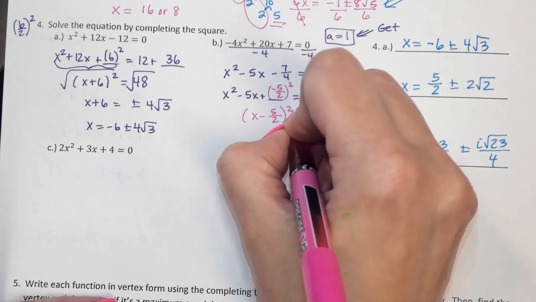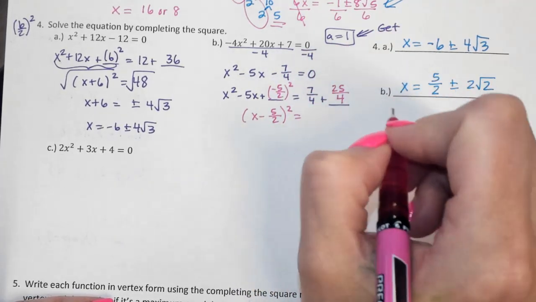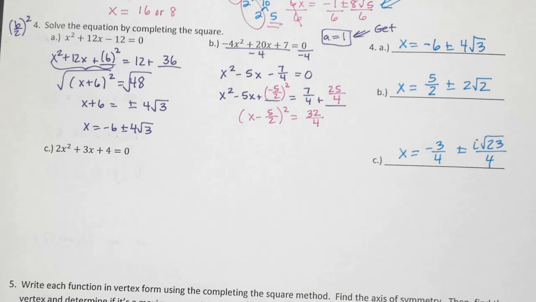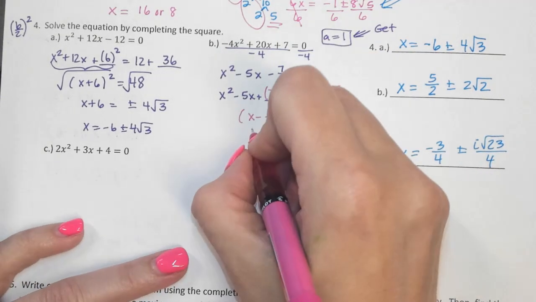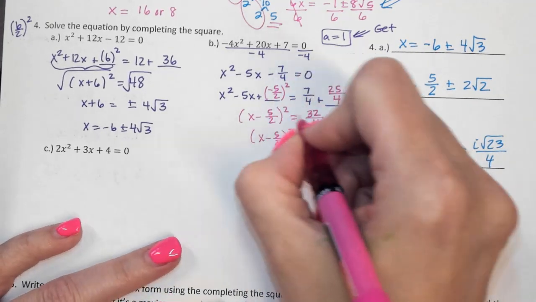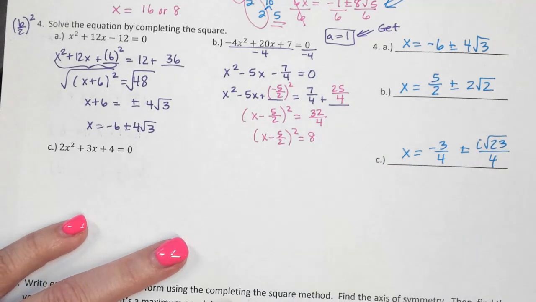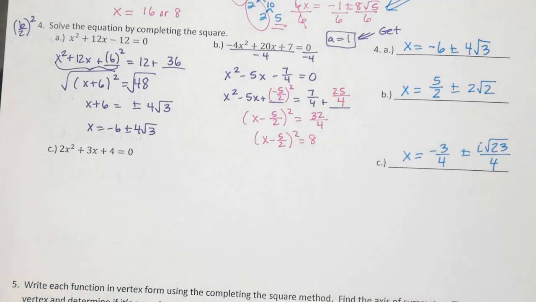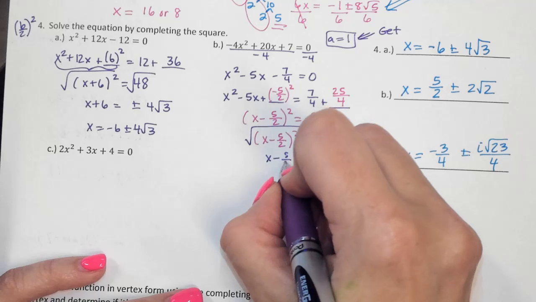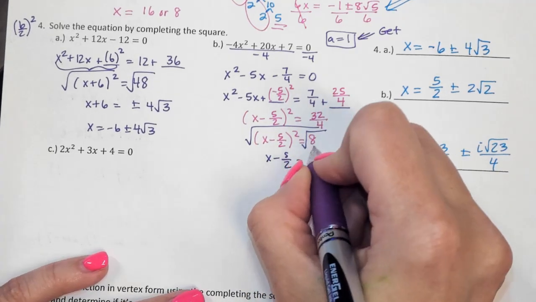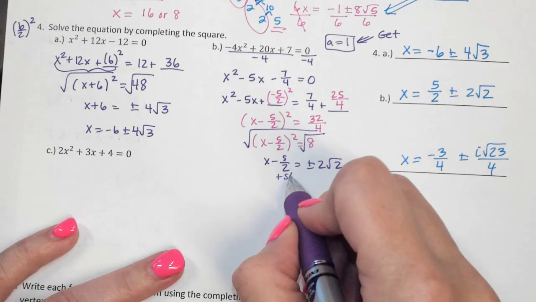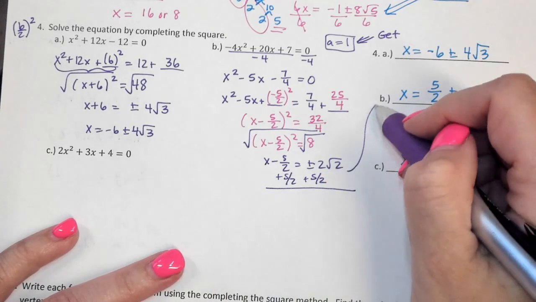x minus 5/2 squared is going to equal, and then, oh, isn't that part nice, the 32 over 4? What's 32 divided by 4? Yep. So you can just simplify that. If you took the square root there, you would just simplify over 4 and have to reduce. That's fine too. Okay, so take the square root of both sides, plus or minus 2 root 2, square root of 4 simplifies, and then add over your 5/2. And we put our answer there.